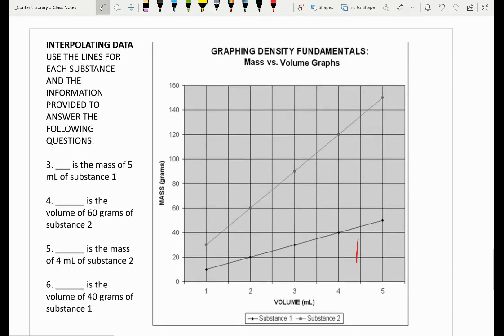Last page here. I don't know what happened to 1 and 2, but there's 3. So, Daria, what do you think about number 3? What is the mass of 5 milliliters of substance 1? And substance 1, by the way, is the bottom line and 2 is the top. You have 5 milliliters of substance 1. That means how many grams? About 50.